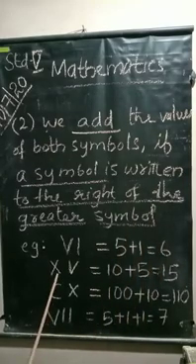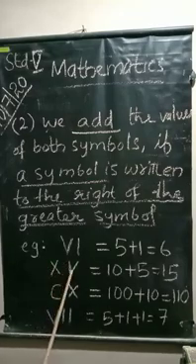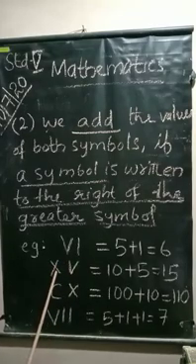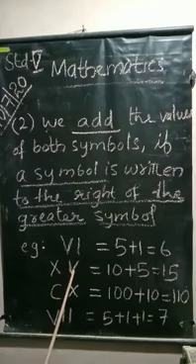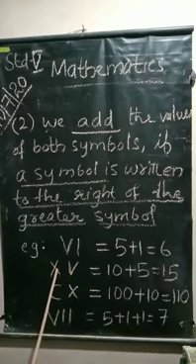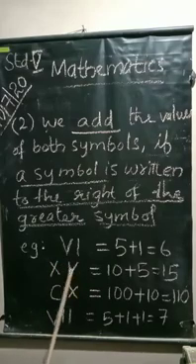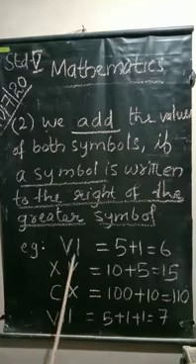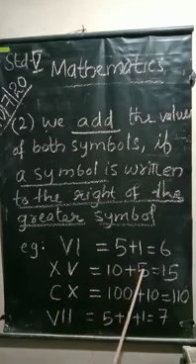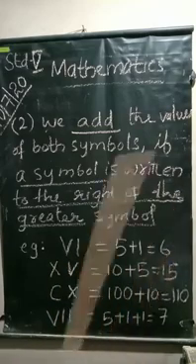Here also X and V. Which symbol is greater? X is greater. On its right side, V. V is smaller than X. So, we add the values of these symbols. X means 10, V means 5. Then 10 plus 5, 15.